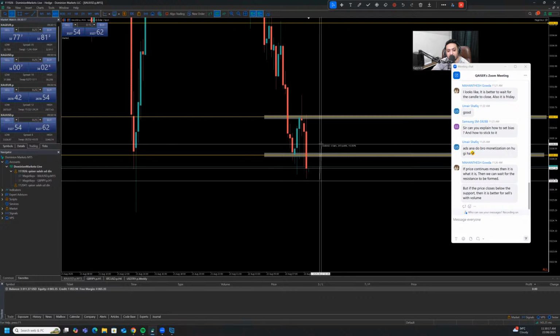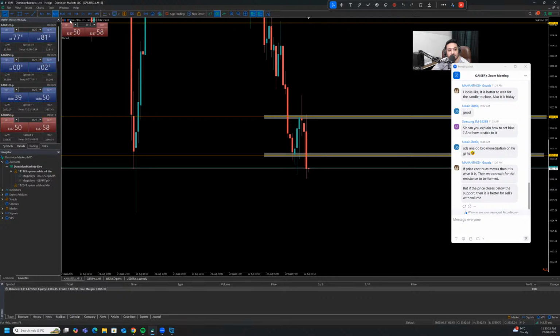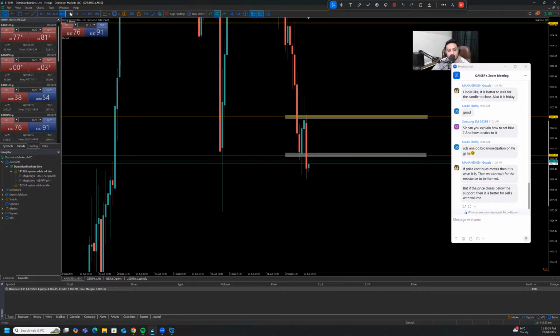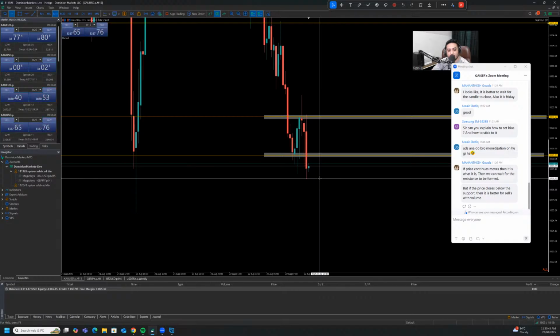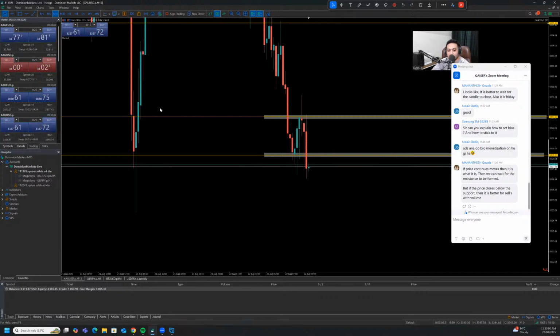Stop loss would be within the range, could be like 20 pips. So we'll see. Now it's a good thing, it's creating a wick to the upside. It's a good sign. And let's see if we could break below the low. So there's a probability, depending on the volume.